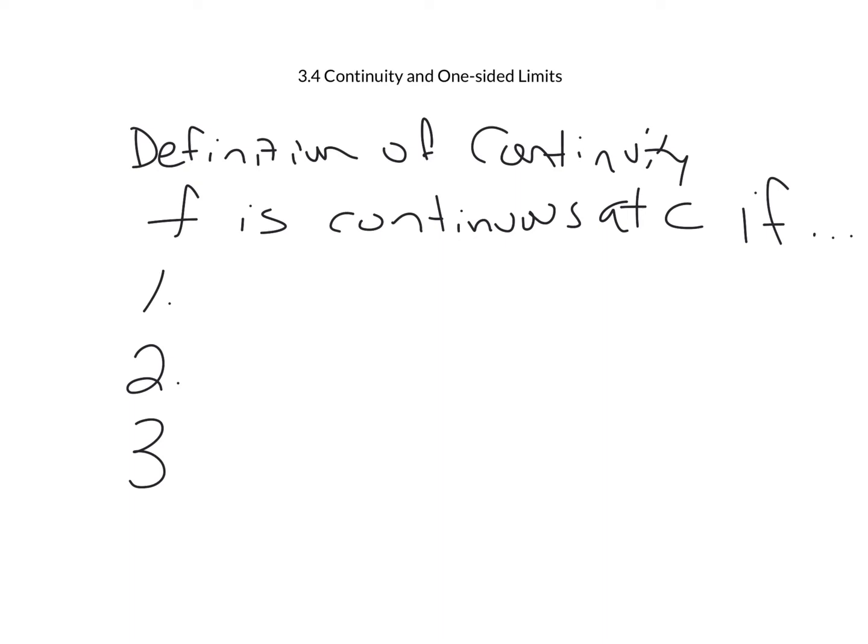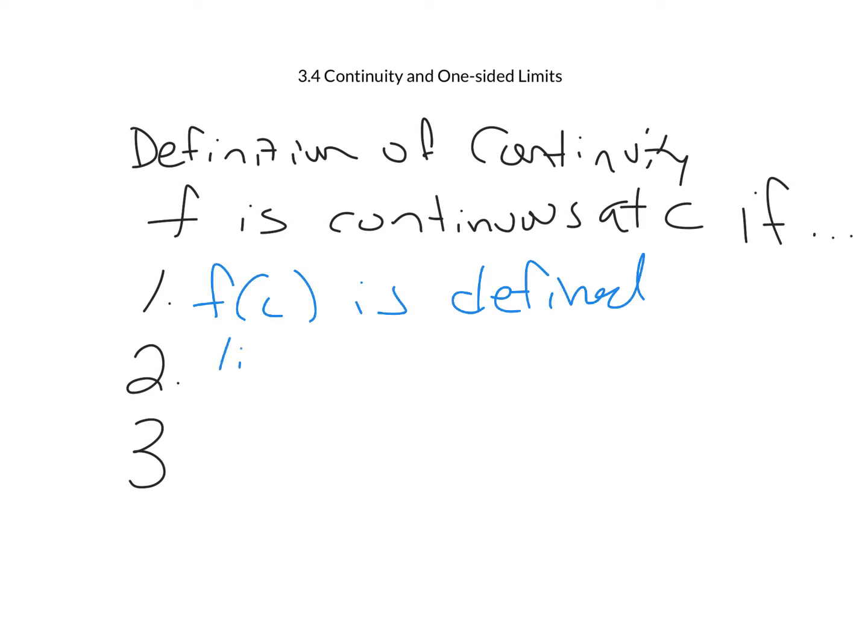All right, 3.4, continuity and one-sided limits. And so we should start with defining what continuity is. The function f, right here, the function f is continuous at c if three things need to happen. One, f of c is defined. So if you plug in that c value into the function and you get out a number, hey, it's defined, you pass step one of the continuity test.